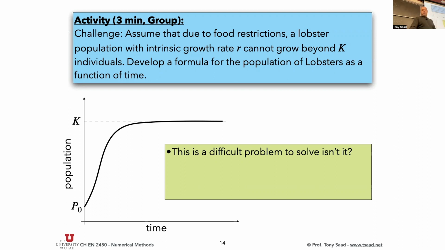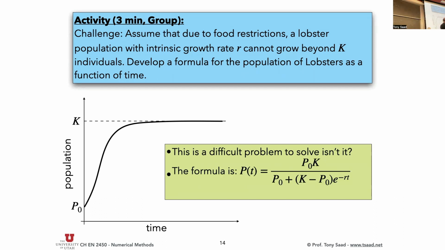Okay. Now the answer is this: P0 K over P0 plus (K minus P0) e to the minus RT. And you're like, huh? Where on earth did you get this formula from? Okay. Well, I got it from building a differential equation for that population and solving that differential equation.